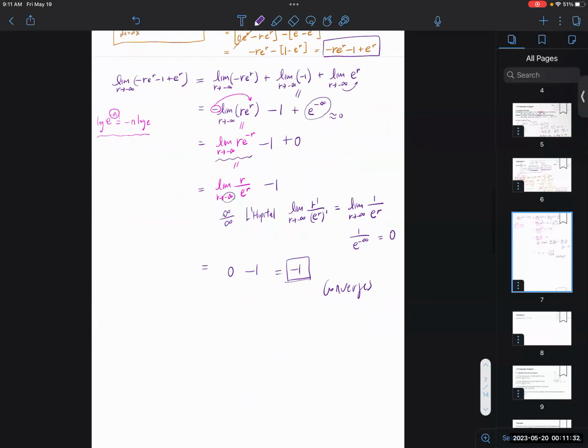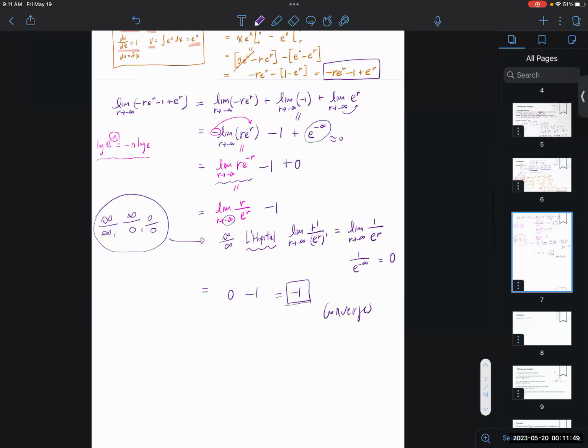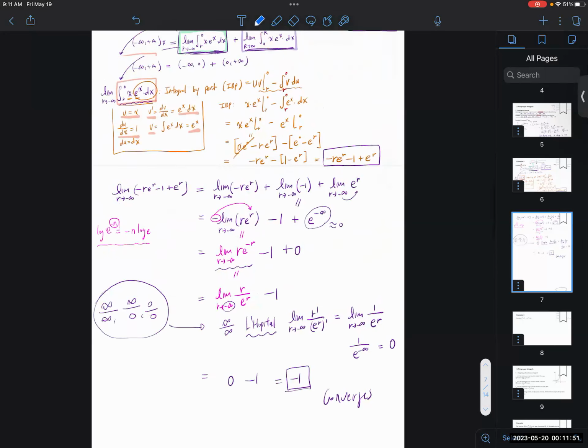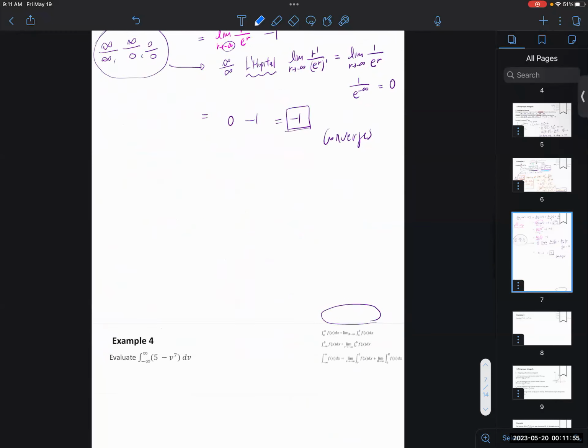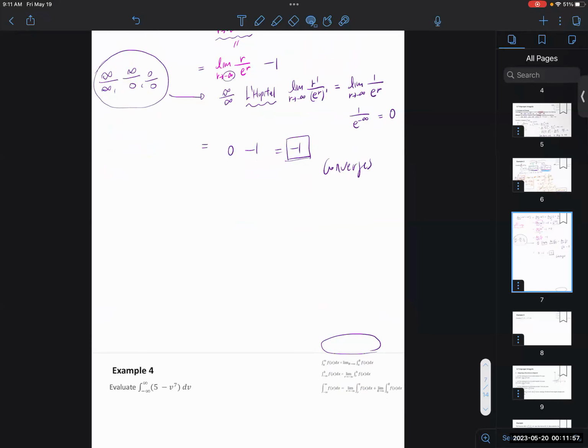So just remember the L'Hopital's rule. Whenever 0 over infinity, infinity over 0, 0 over 0, you're going to take the derivative of the top and bottom so that you can take the limit. So go back to the L'Hopital's rule, when and how to use it. So let's do the second part. We have to check whether it is a convergence or a divergence. So let me work here.